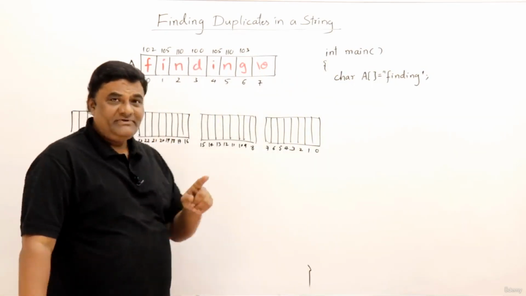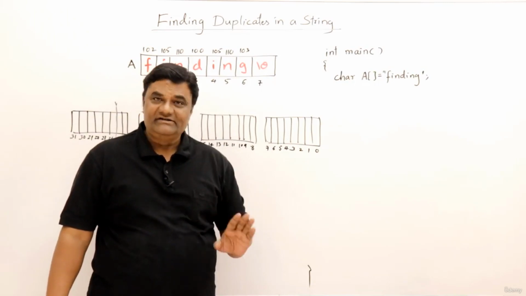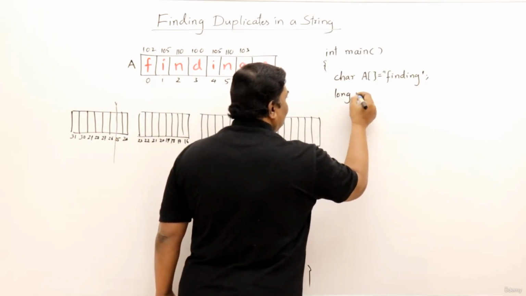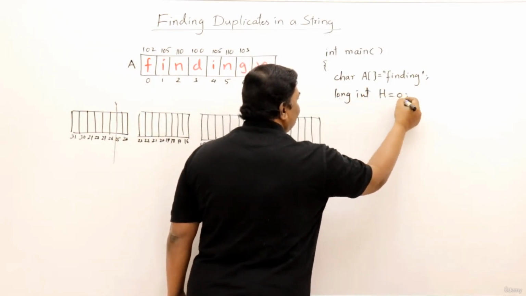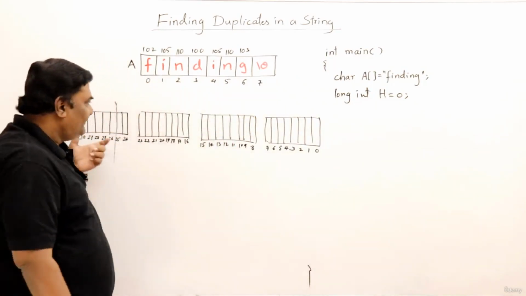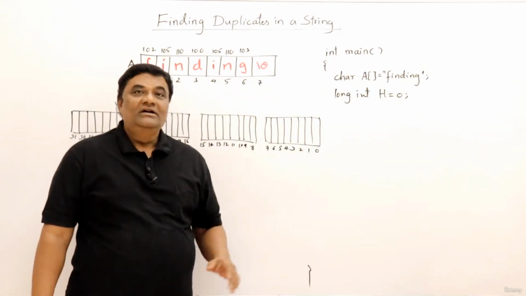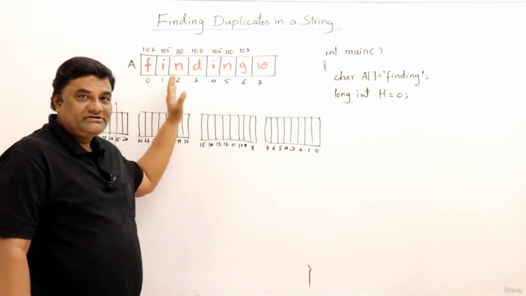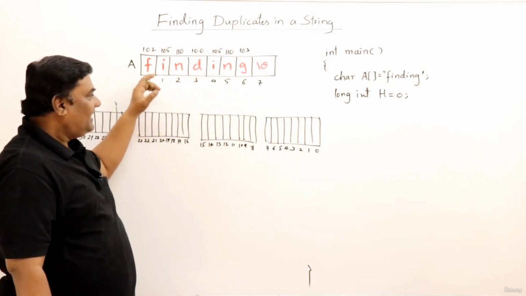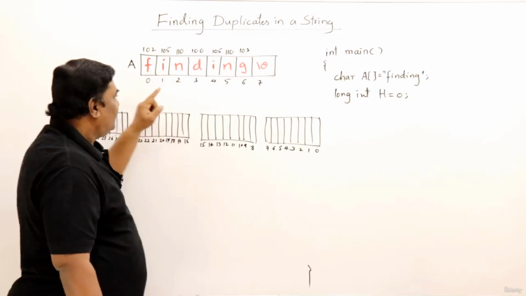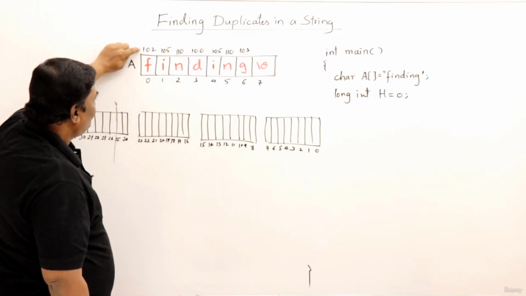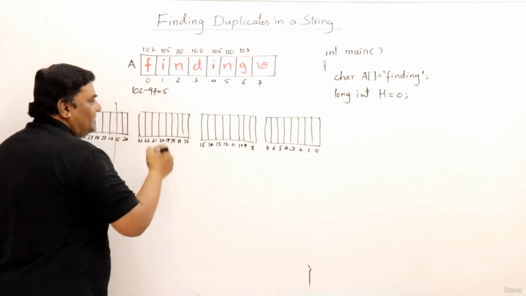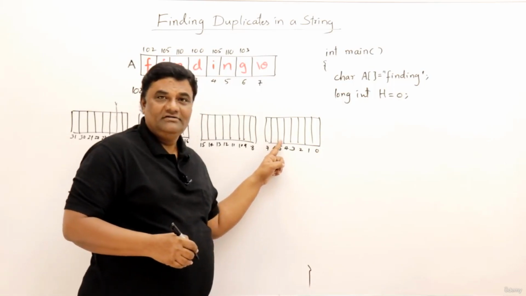Then all these bits, assume that they are set to 0. Yes, they are set to 0. For this, I will take one variable, long int h, and this is initialized with 0. So all will be zeros. Now I will use this for finding duplicates. How? I will scan through a string. For every alphabet, I will set the bit on here. The ASCII code of this is 102, right? So from 102 we subtract 97 and we get 5. So we'll set this 5th bit on, right?